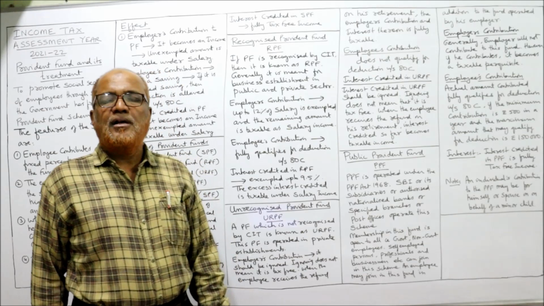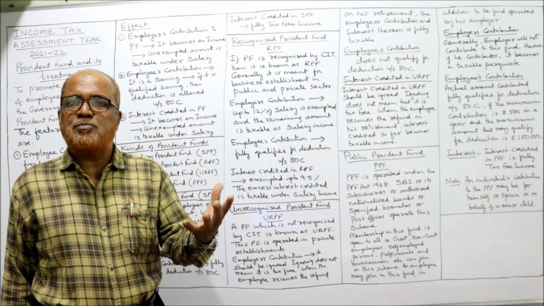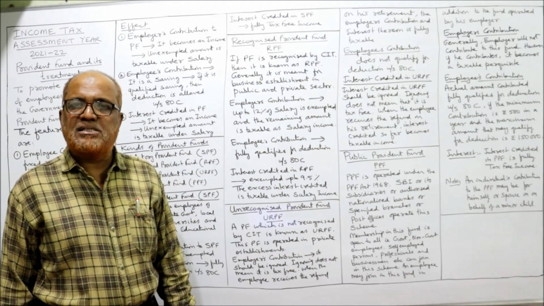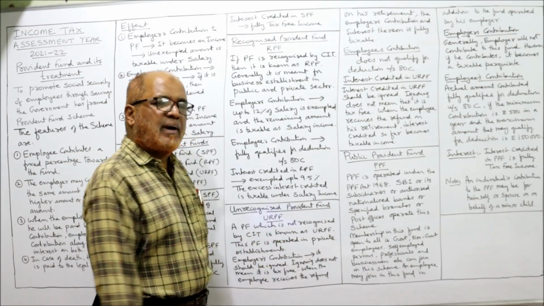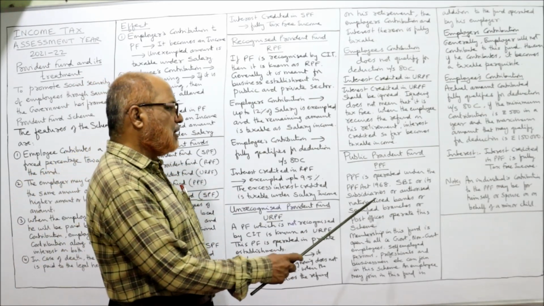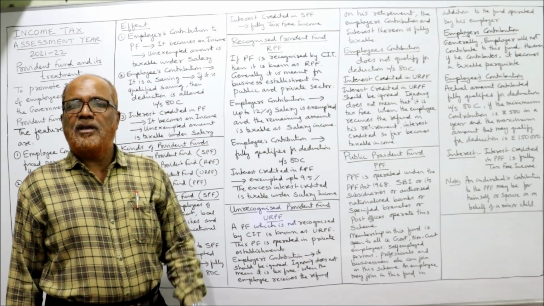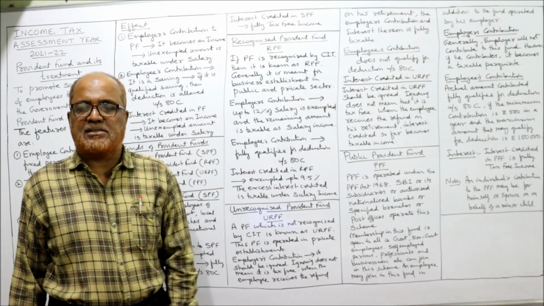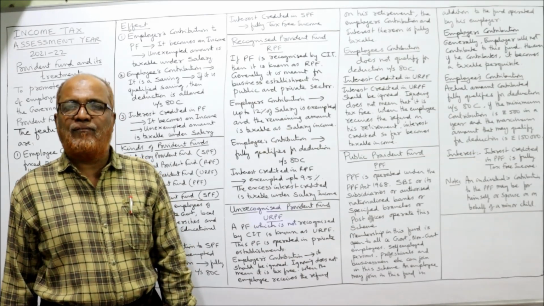Then who will maintain this PPF account? The Public Provident Fund will be operated by SBI, State Bank of India, or its subsidiaries, or authorized nationalized banks. The government has authorized some nationalized commercial banks or specified branches or post offices to operate and maintain the Public Provident Fund.